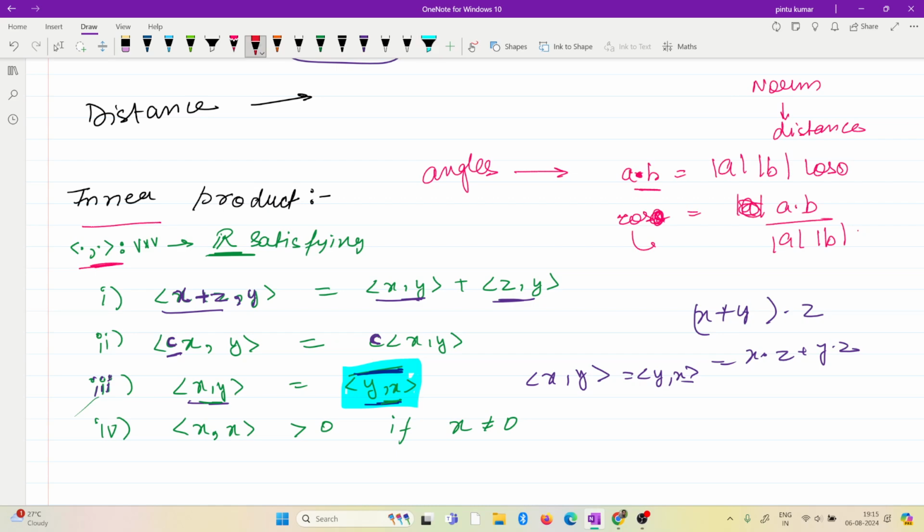And the fourth property says that this inner product of x with itself should always be greater than 0 as long as x is not equal to 0. If x is 0, then the inner product can be 0. Otherwise, it should always be greater than 0. So these are four properties by which you can define any inner product.